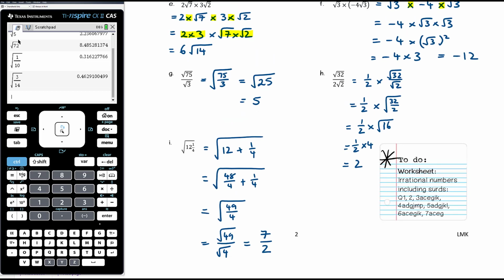Okay, so the practice here is from a worksheet looking at irrational numbers and some basic properties of surds.